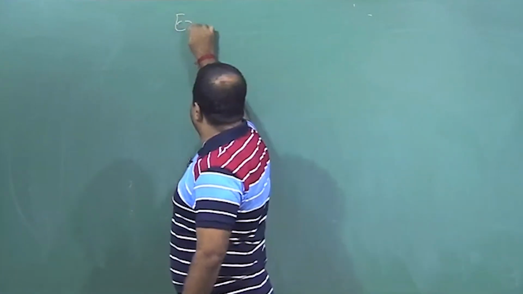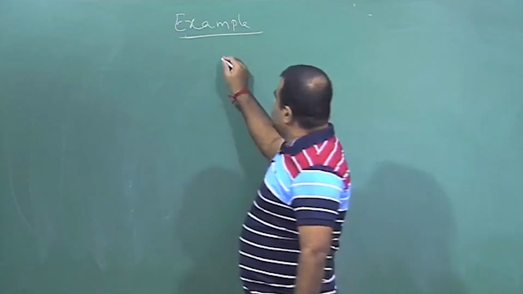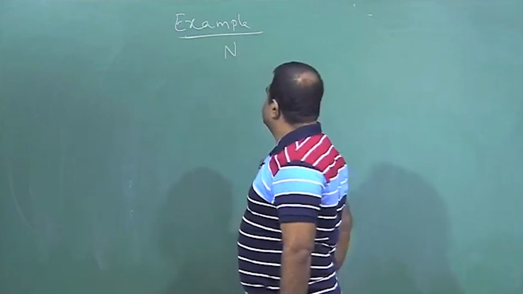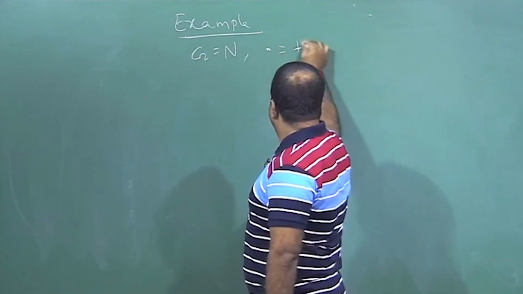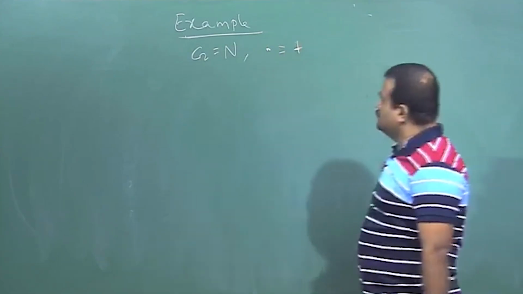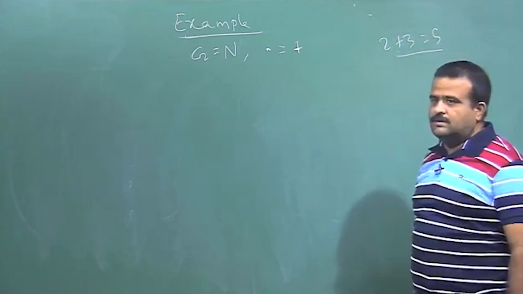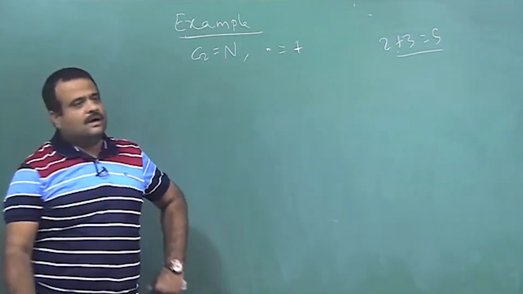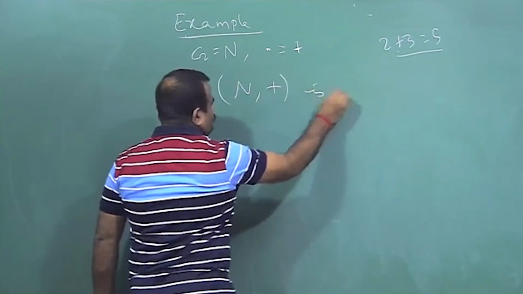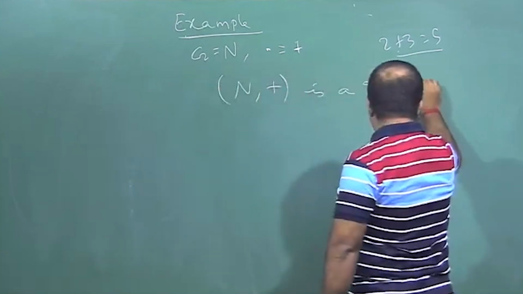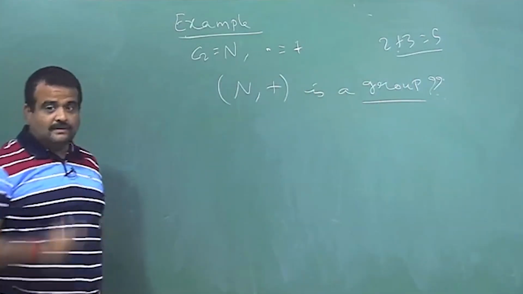Okay, so example. If we take the set as, say, the set of natural numbers, this is our G, and suppose our operator is plus, the real number plus. Okay. 2 plus 3 is 5, this plus operation. Now, the question is whether under this operation N along with plus is a group. This is the question. Okay, so what is the answer? The answer is no, because why?